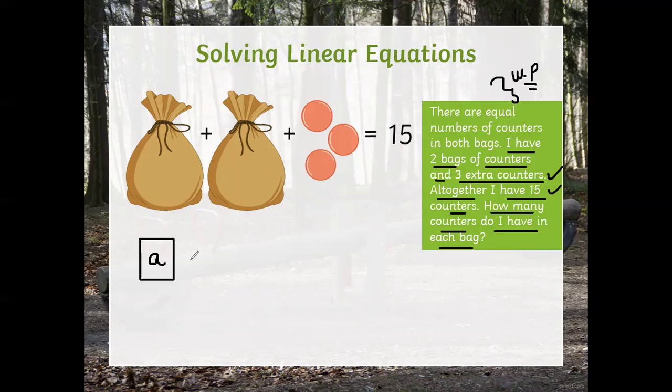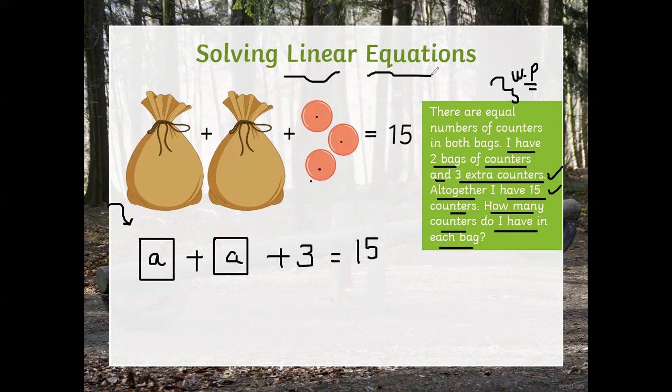And then you can say this is A. And then plus another bag, with of course the same unknown, which is A. And plus how many? 3 counters. It gives you 15 counters. You see, you have now created your own linear equation. Now, what is A plus A? Just like the earlier example.